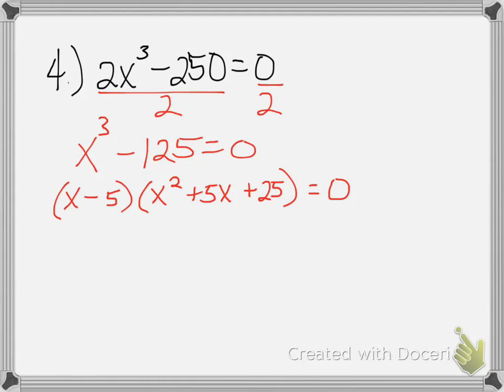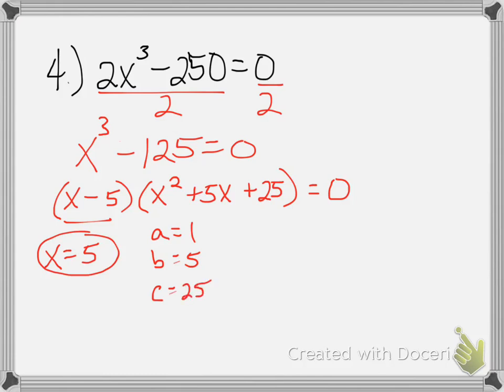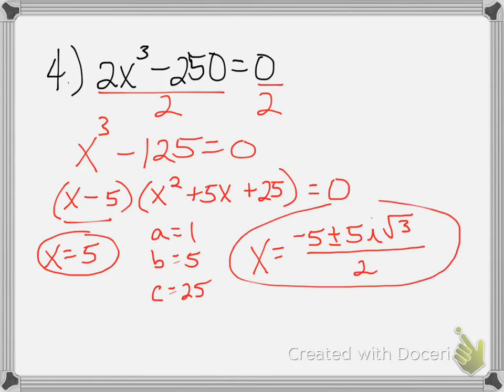Set each one equal to 0. For this one, I would add 5 and I get x equals 5. There's one of my solutions. The other one, I will use my calculator, Algebra 2 program. And I get x equals negative 5 plus or minus 5I square root of 3 all over 2. So that's 1 through 4.